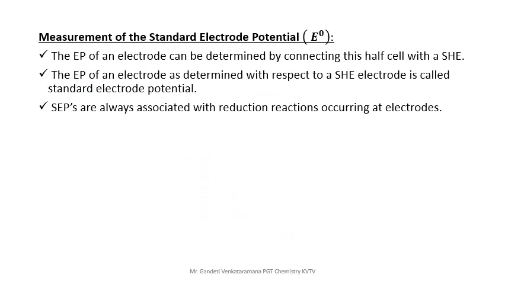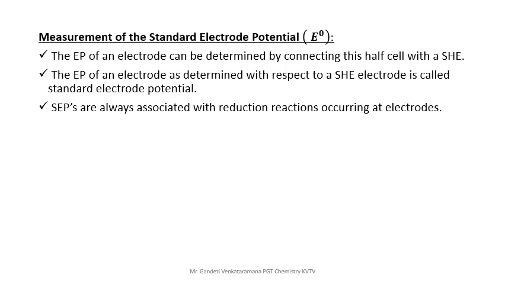Measurement of the standard electrode potential E naught. Already we discussed the reference electrode, the standard hydrogen electrode. It should be taken as the reference electrode only. What is the electrode potential value of that reference? 0. So by using the standard hydrogen electrode, now we are going to measure the standard electrode potential of the other half cell. Clear? Okay, we will see.